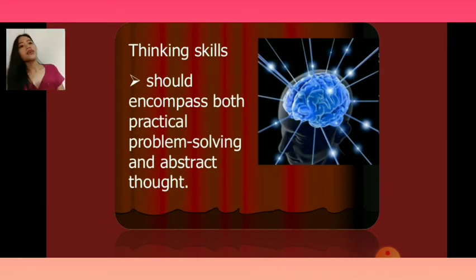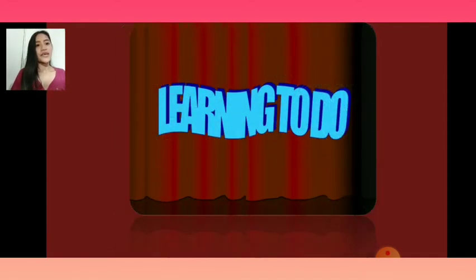So let's go to the thinking skills. It should encompass both practical problem solving and abstract thought. So, the thinking skills involve problem solving, critical thinking, and abstract thought. Okay, so that's all for learning to know. Let's move on to learning to do. So what is it?